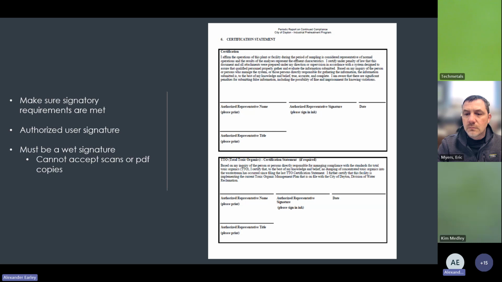So make sure that you are doing that and make sure that it is dated properly. We have had a few dated incorrectly, such as they were dated the month before. So make sure that you are going over that as well. And we cannot take scans or PDF copies currently of these.